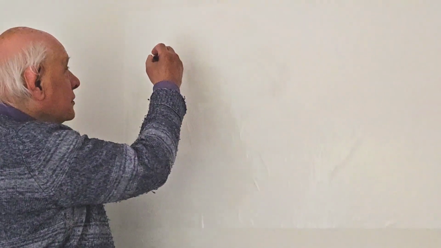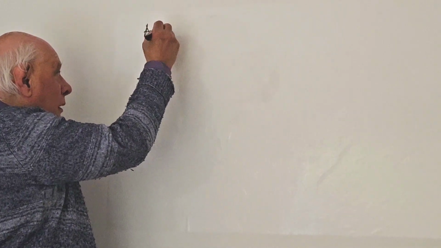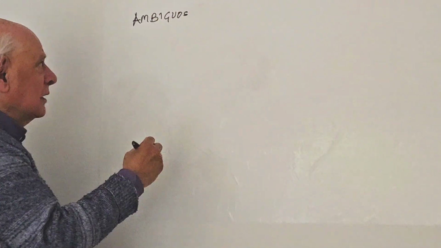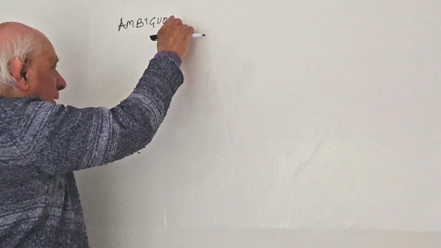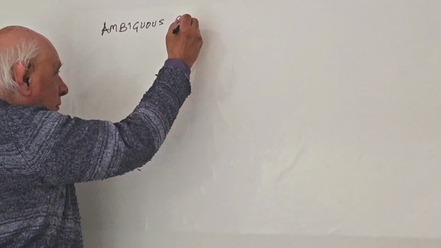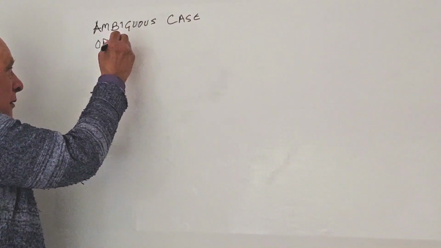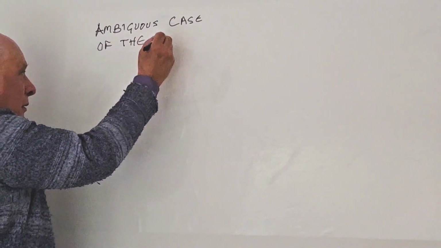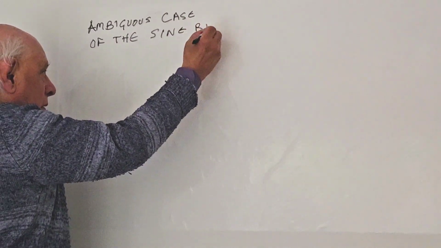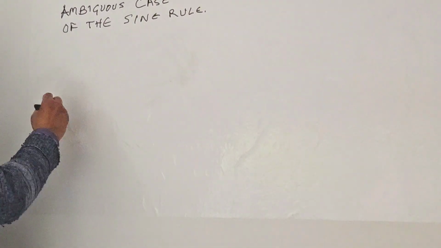The ambiguous case of the sine rule is what we're going to do now. Hope I spelled that right. No, I haven't. Ambiguous case of the sine rule. Right. So let's draw a diagram.